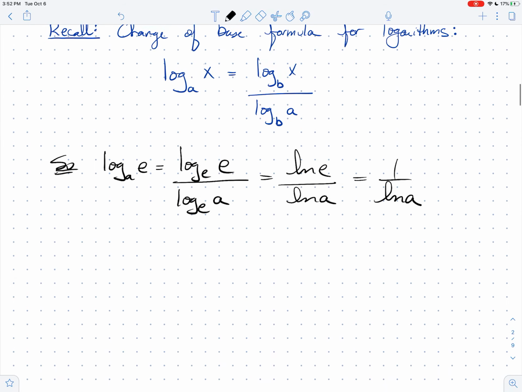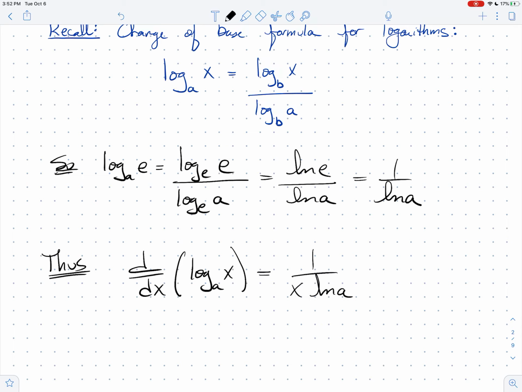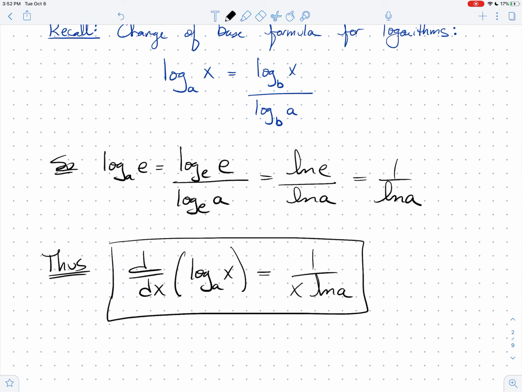And so here's the formula that people typically write down and memorize. The derivative of log base a of x is 1 over x times the natural log of a. And so we did it. We figured that formula out, and in the next videos, I will just work through examples and implications of that formula.